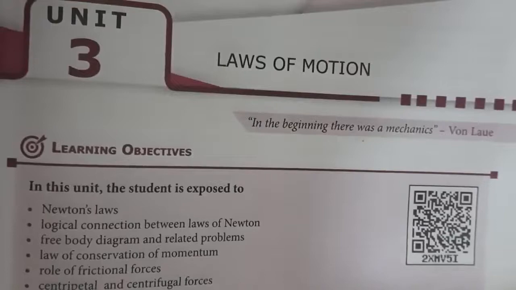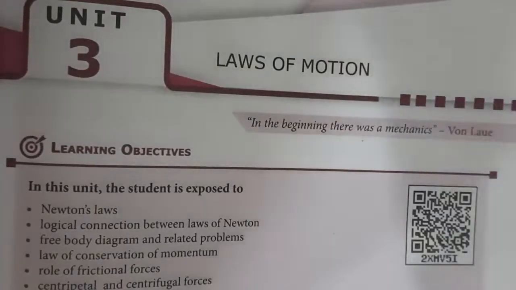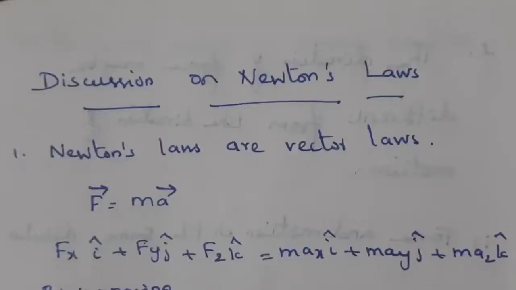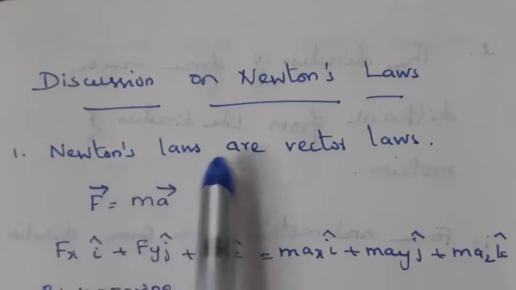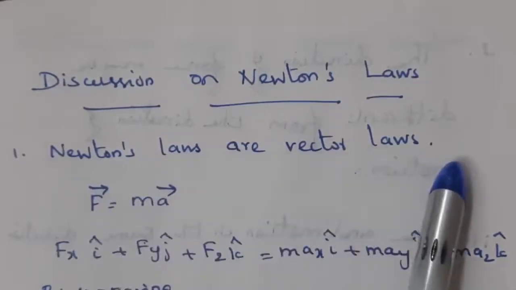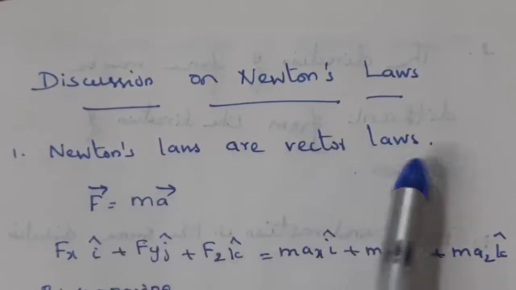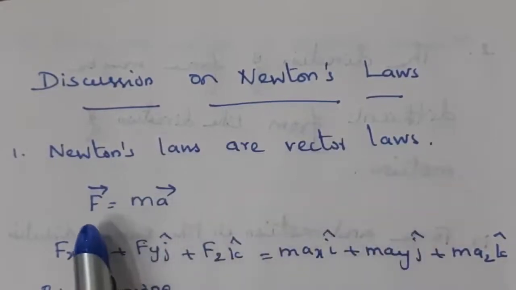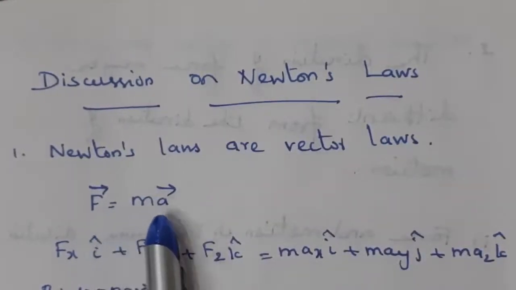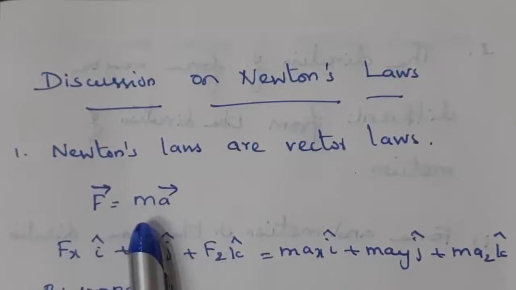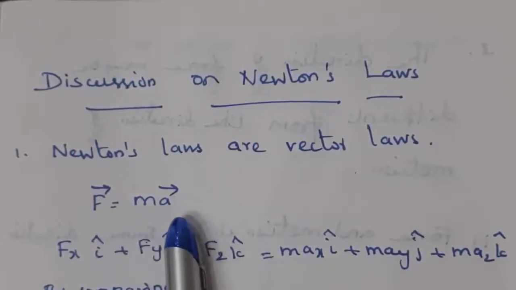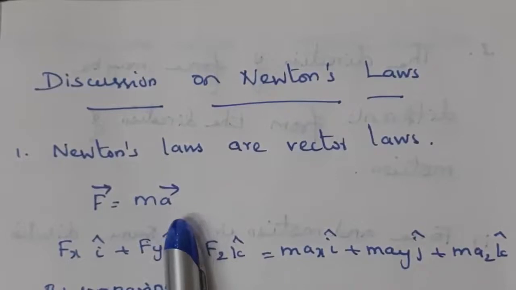Let's move on to today's session. Today's topic is discussion on Newton's laws. The first point: Newton's laws are vector laws. That is, F vector equal to m a vector, where F is the force, a vector quantity, m is the mass, a scalar quantity, and a is the acceleration, a vector quantity.